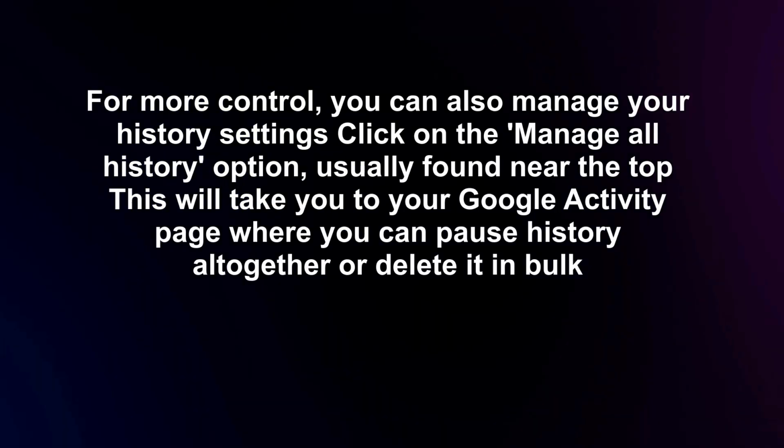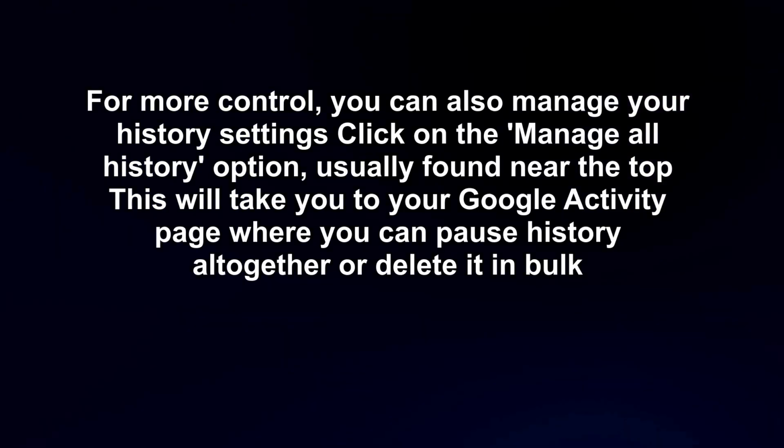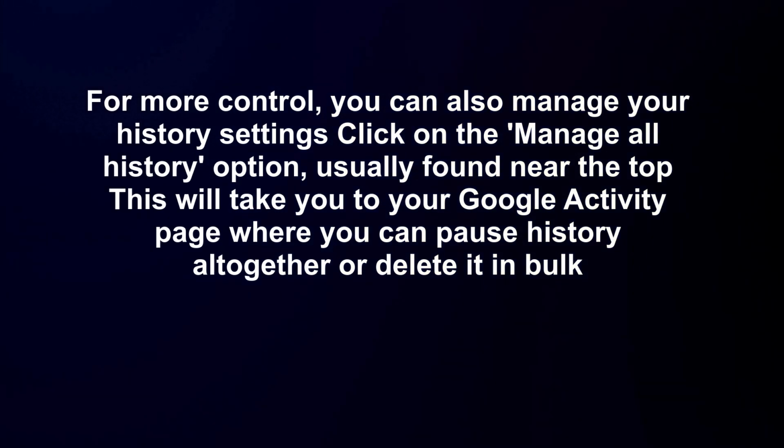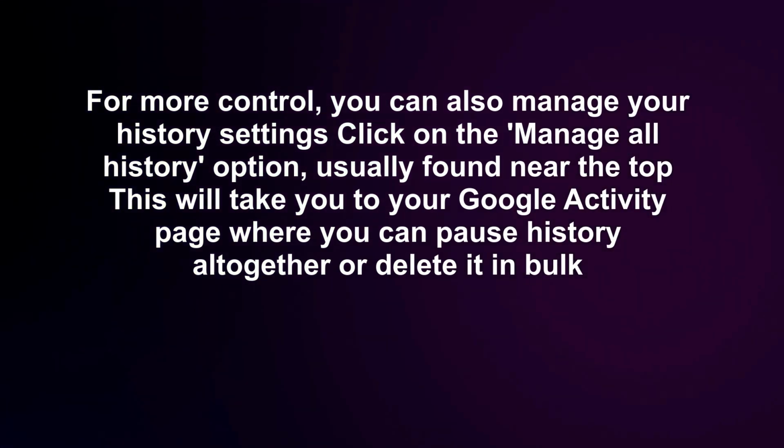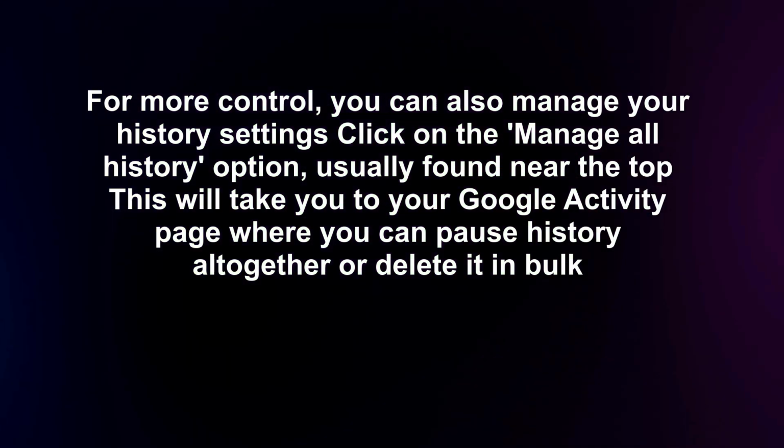For more control, you can also manage your history settings. Click on the Manage All History option, usually found near the top. This will take you to your Google activity page where you can pause history altogether or delete it in bulk.